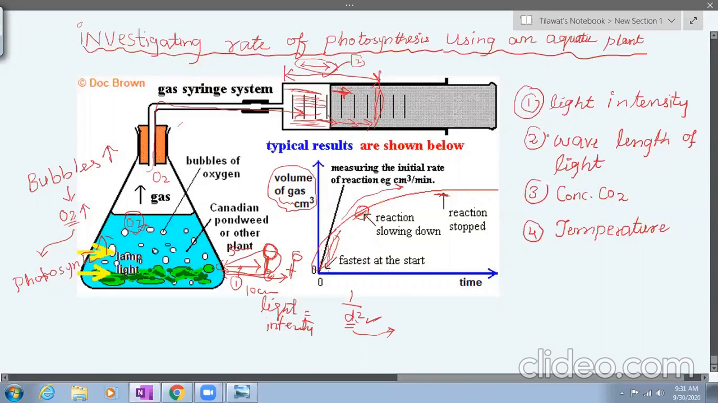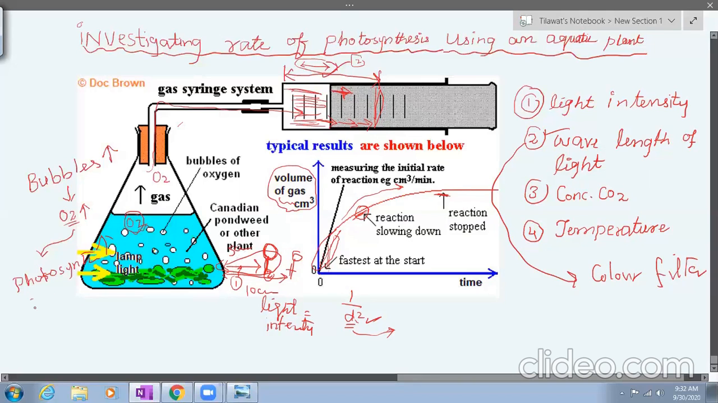Now another factor we have is wavelength of light. So how can we change it, right? For this wavelength of light, we will use different color filters. We will keep that in the way of the light. But remember, the light source should be at the same distance.